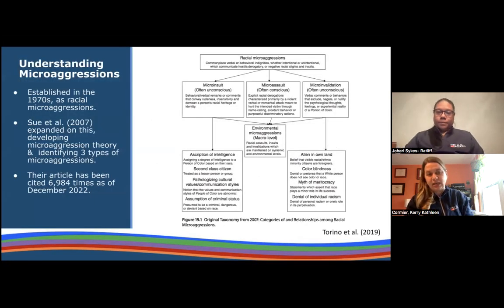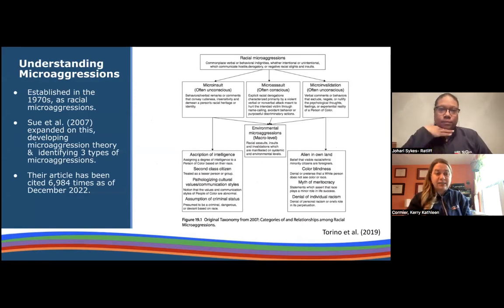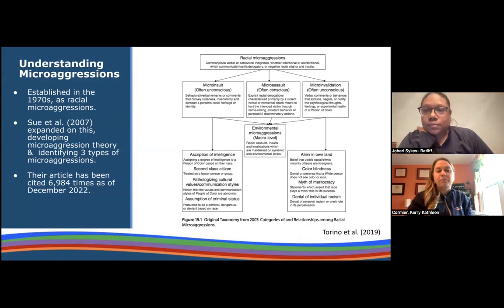So microaggressions came about in the 1970s, identified as racial microaggressions. Then later in 2007, Sue et al. expanded on this, developing microaggression theory. And so there's an entire field of study and theory behind this, identifying 3 types of microaggressions. And something that we found really interesting is that this 2007 article that they wrote about microaggression theory has been cited nearly 7,000 times. So it has been used in a lot of research.